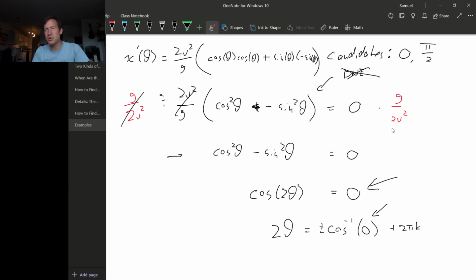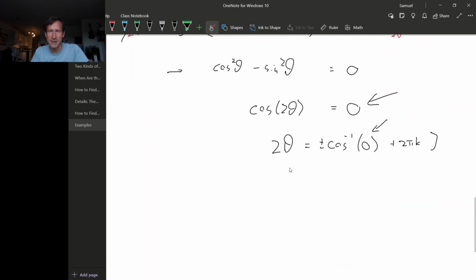But the thing is, remember, we're only looking for candidates from 0 to pi over 2. And there's only a single possibility among all of these angles that will give us a theta value between 0 and pi over 2. So let's just finish solving to see why that is. So divide by 2, so theta is inverse cosine of 0, which is pi over 2. So divide by 2, we get plus or minus pi over 4 plus 2 pi k, and k is any integer here.